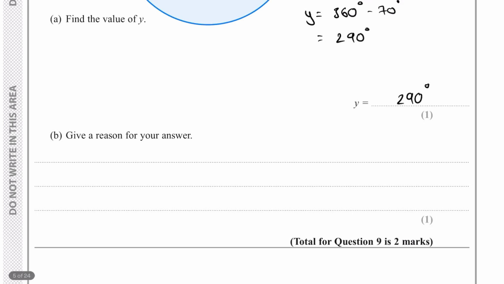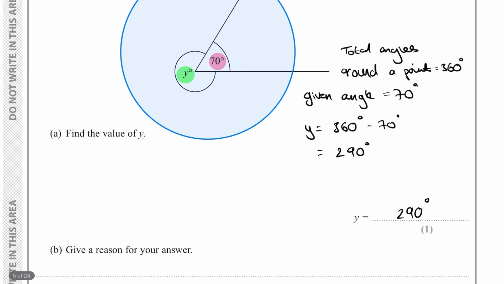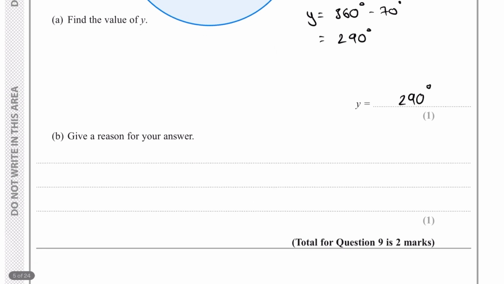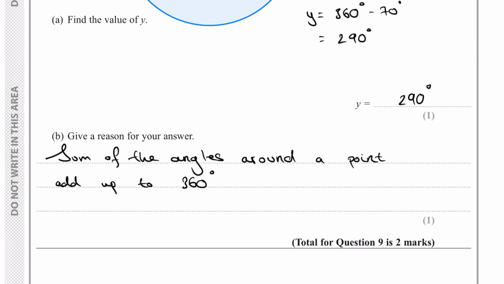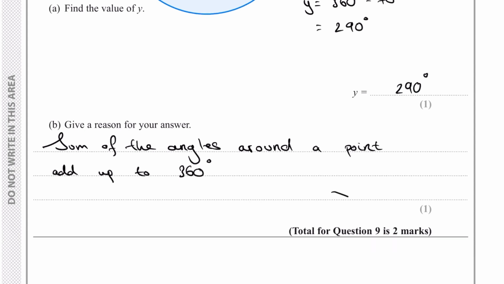Let's think back to what we did. We knew that the angles around a single point add up to 360 degrees. This is a fundamental rule in geometry. It's true for every point, every time. Because we were given one angle at 70 degrees, we subtracted that from 360 degrees to find the remaining angle, y, which we calculated as 290 degrees. So, the reason for our answer is that we used the rule that the sum of the angles around a point add up to 360 degrees. That's why we subtracted the given angle from 360 to find the value of y.